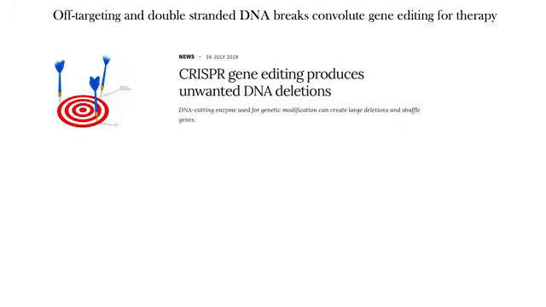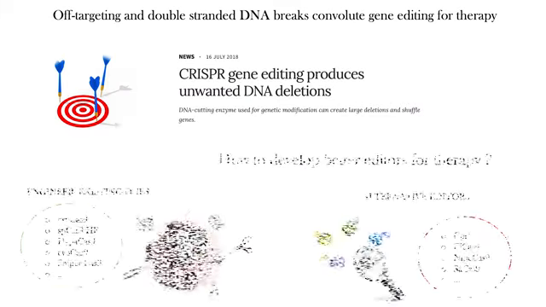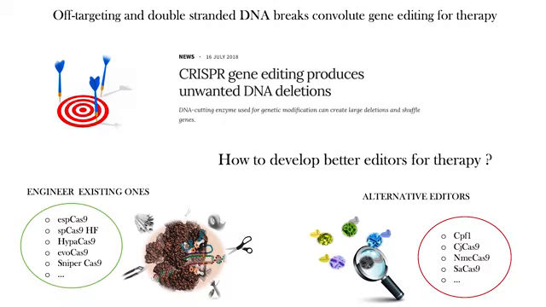Now, off-targeting and double-strand DNA breaks, of course, complicate gene editing for therapy. This is pretty well known. And this happens because the 20 base pair homology that the guide RNA tries to find on target DNA might exist partially at different parts of the genome. And these sites can also be equally bound, and therefore editing can possibly happen there.